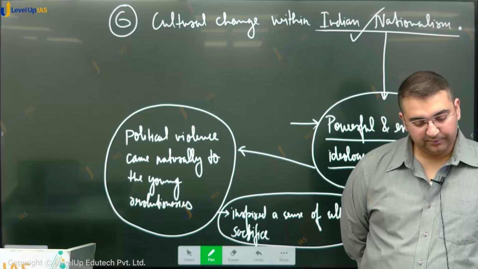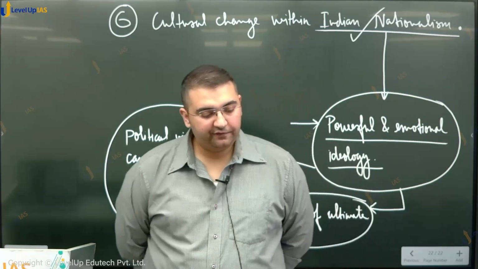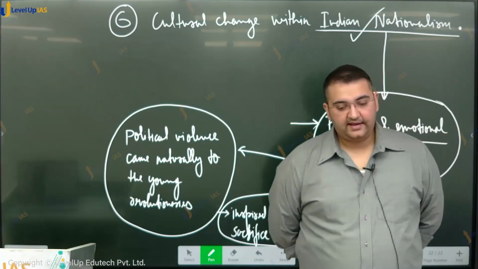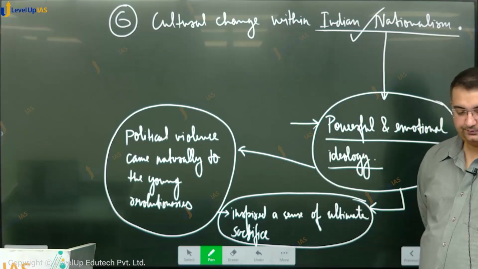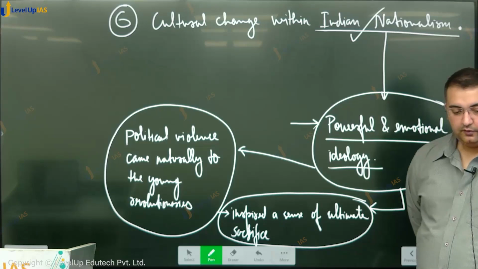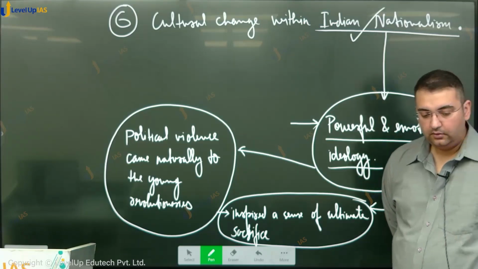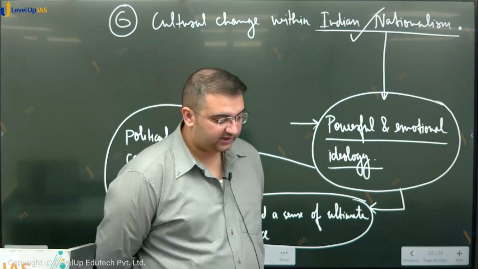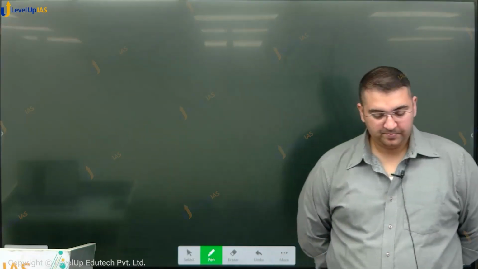Full stop. Next point. Therefore, the use of revolutionary methods came as a natural choice for this group of young nationalists. Okay? Is this clear?